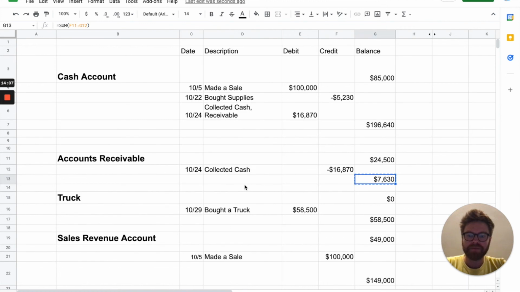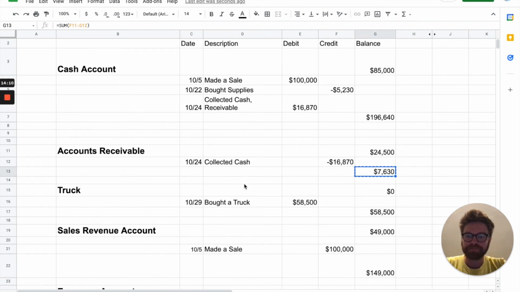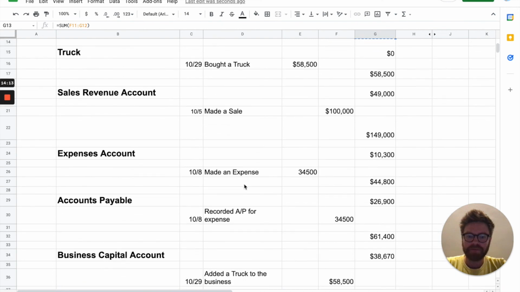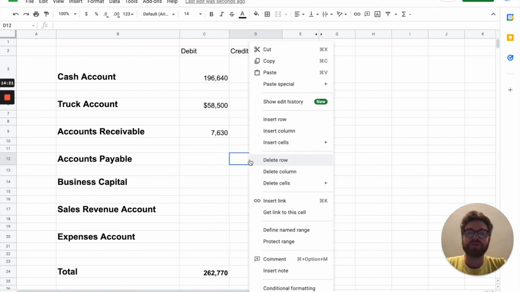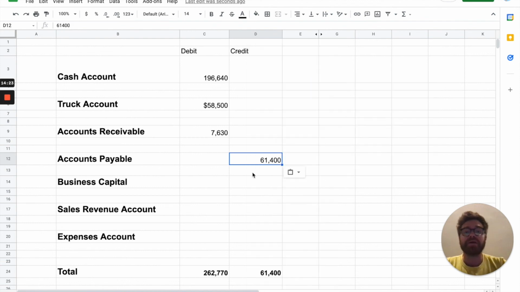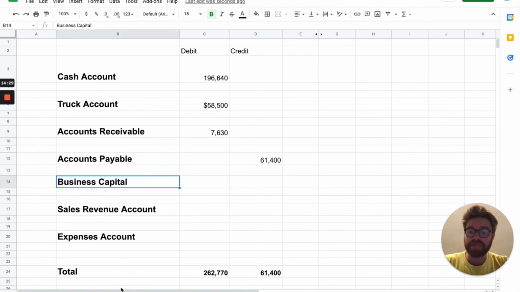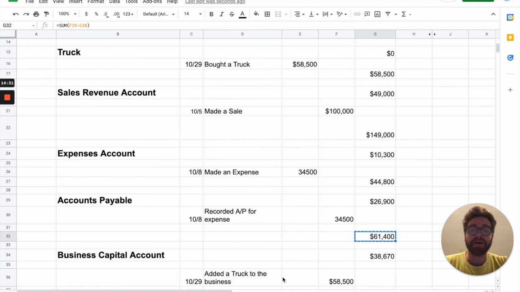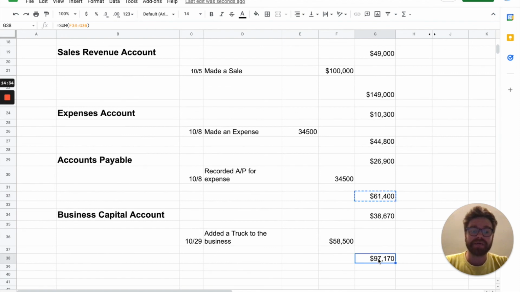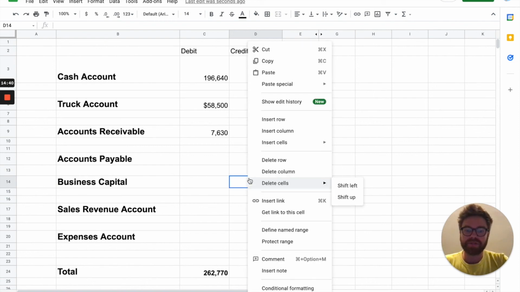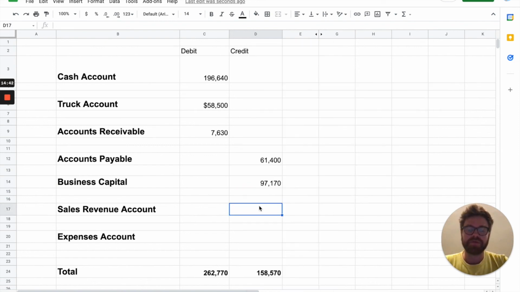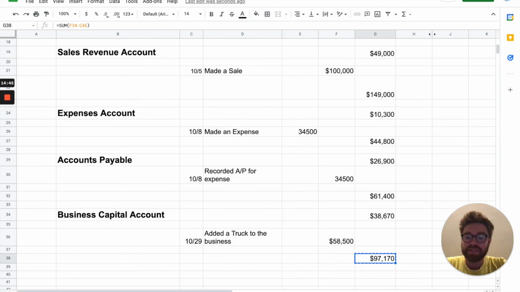Then accounts payable. Okay, 61,400 accounts payable. So make sure you put this in the right category, right? So it goes in the credit, right? Because accounts payable is a credit balance. So you got to make sure you put that in the credit category. Business capital, same thing here. So it's a credit balance normally, right? So what we're going to do here is take this 97,170. We're going to go ahead and paste special. There we go, 97,170.